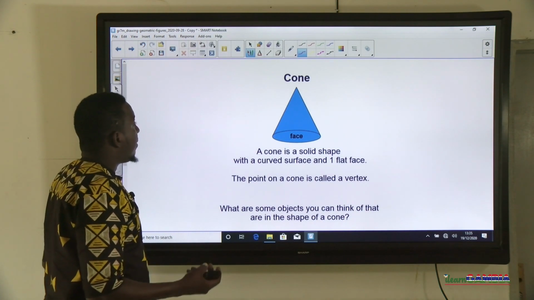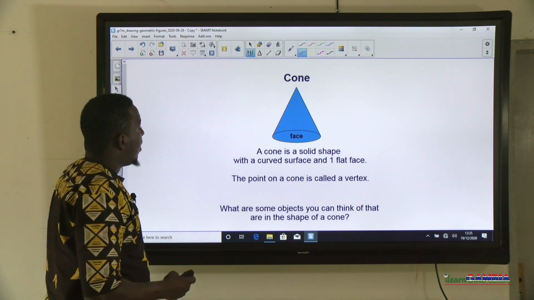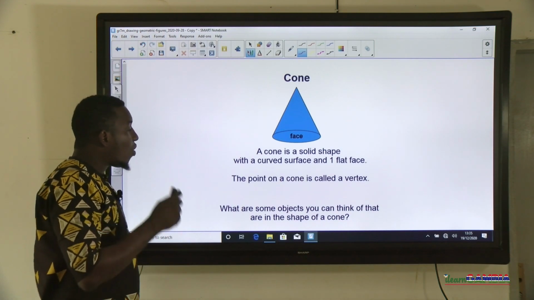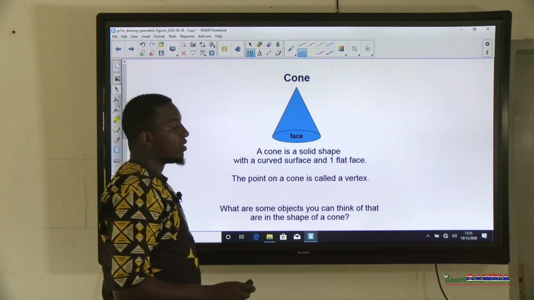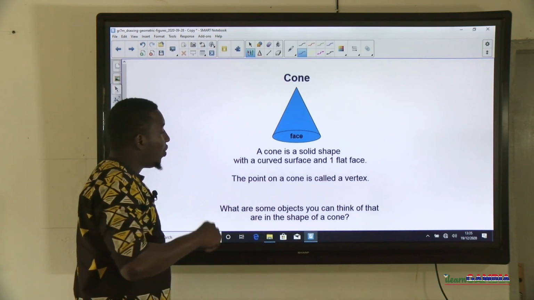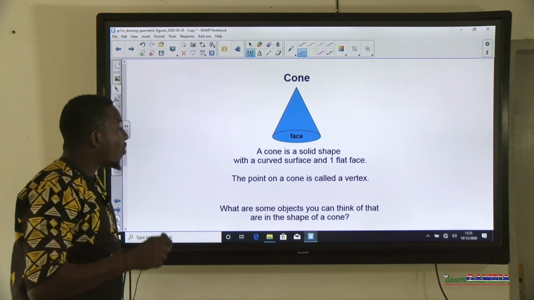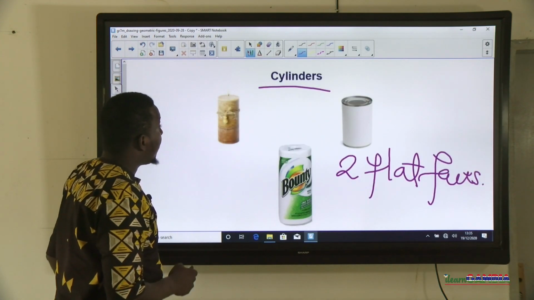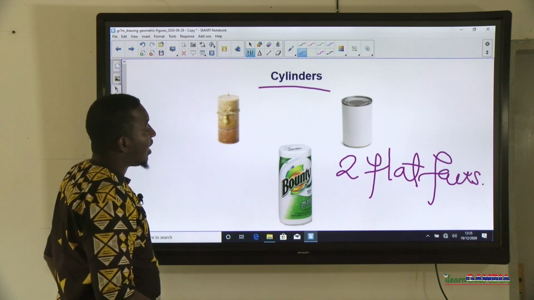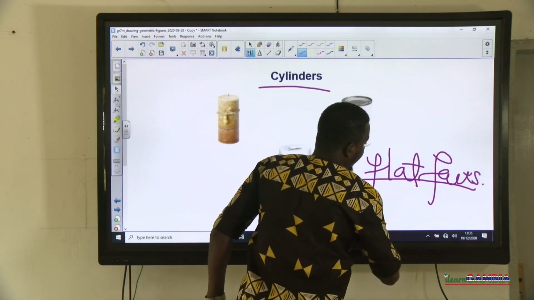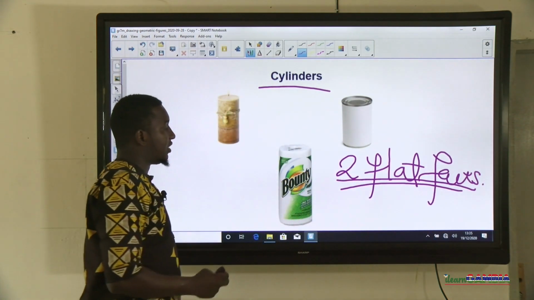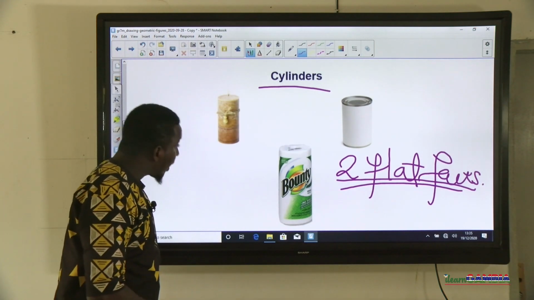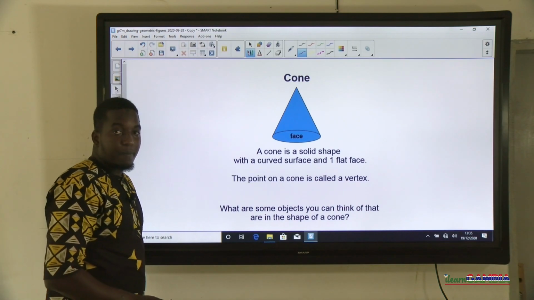We move to cones. Well, what can we say about cones? A cone is a solid shape with a curved surface and one flat face. Now remember, when we were talking about cylinders, we said cylinders have two flat faces and one curved surface. But when we come to a cone, it's a different case.